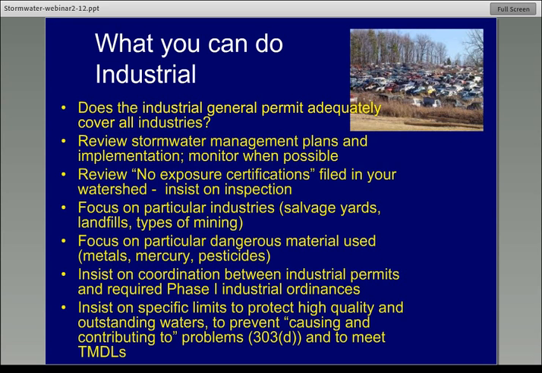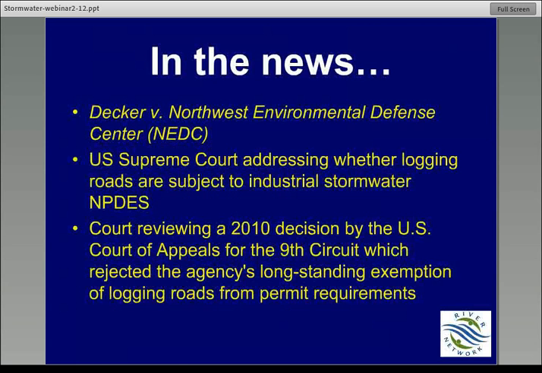So again, these kinds of ideas, we mentioned the coordination between industrial and Phase 1 entities and paying attention to high quality, outstanding waters, and where discharges might cause or contribute to problems that are already going on, are really important. So I'm going to pause for a second.